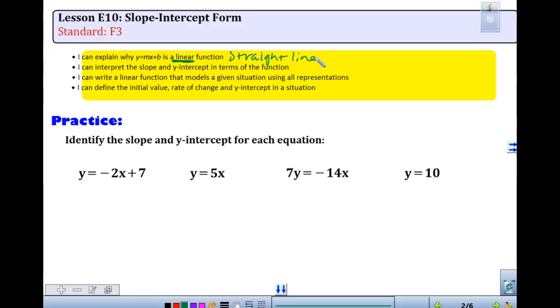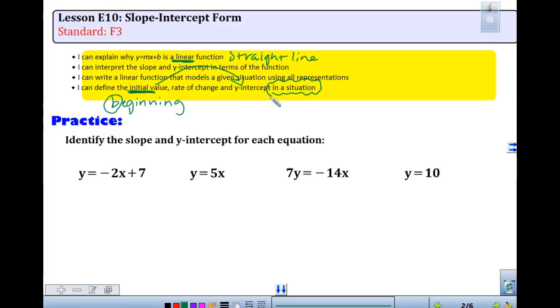Second thing, this word initial. If I define the initial value, that means our beginning. We remember beginning is our b value. So that is the same. Our initial value is our y-intercept. The last thing is right here, in a situation.